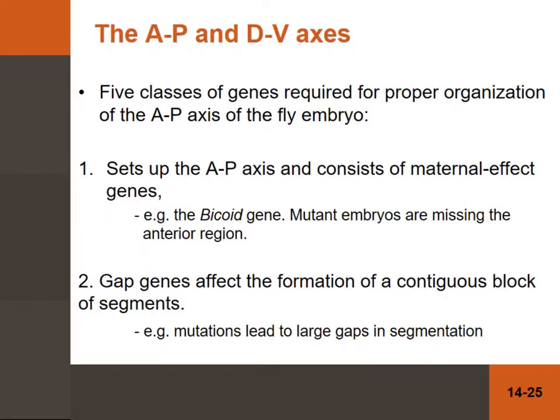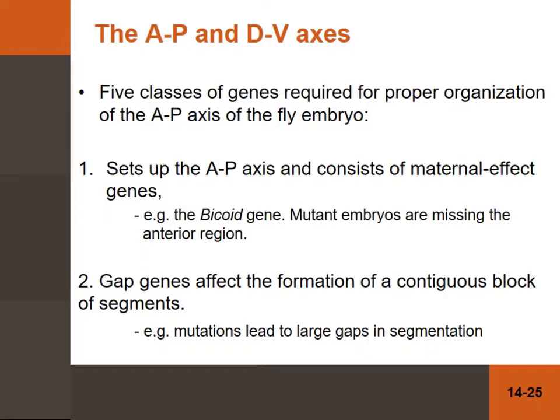Only a few dozen genes were found to be required for the proper organisation of the antero-posterior body axis of the fly embryo. And these genes were grouped into 5 classes on the basis of their influence on embryonic patterning. Number 1, genes that set up the AP axis and consist of maternal effect genes. So, for example, the bicoid gene. Embryos that have a mutation in the bicoid gene were missing the entire anterior region.